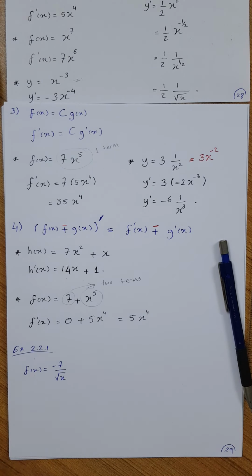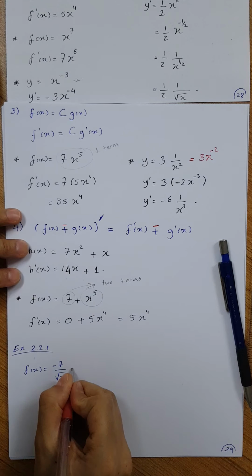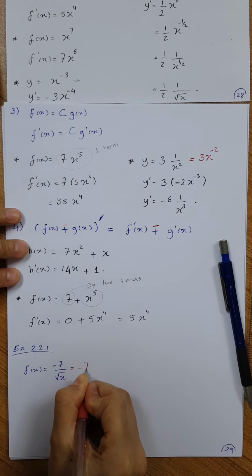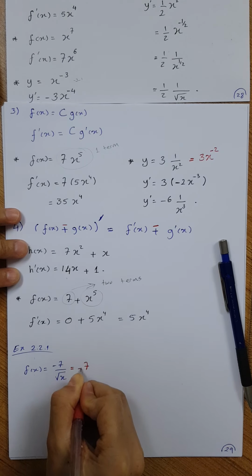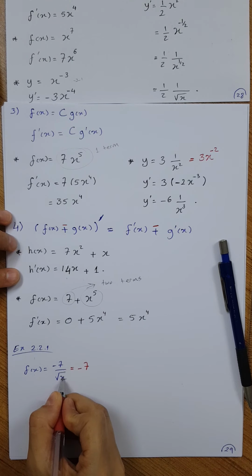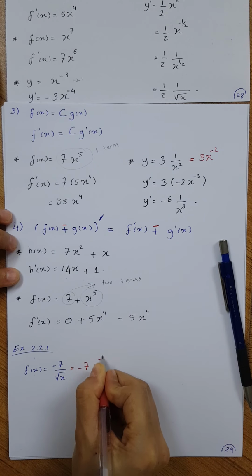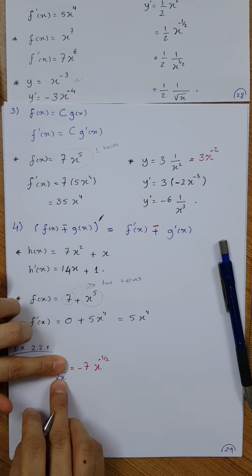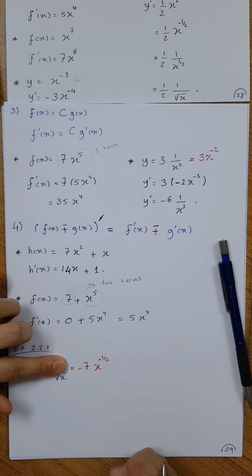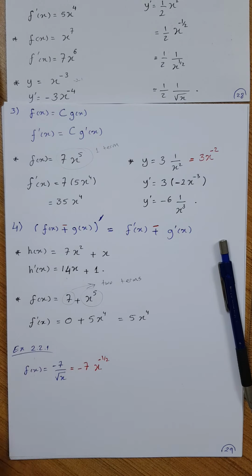First of all, we have to change that root of x into a power function. So that will be equal to minus 7 over x to the power of 1 over 2. And when I take it up, it will be x to the power of minus 1 over 2. Here, this one is x to the power of 1 over 2. When I take it to the numerator, a minus will be present there.